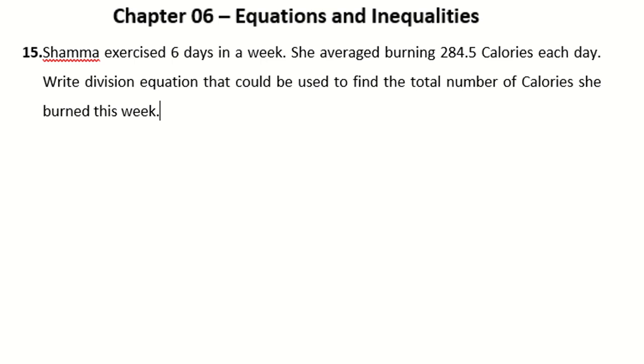Okay. Now next is Shamma exercised 6 days in a week. 6 days in a week. She averaged burning 284.5. Average means it is the result of division. So division, then the answer will be 284.5. Now we have to check what we will write up and what we will write down. Okay. Now you see, this is the average of what?